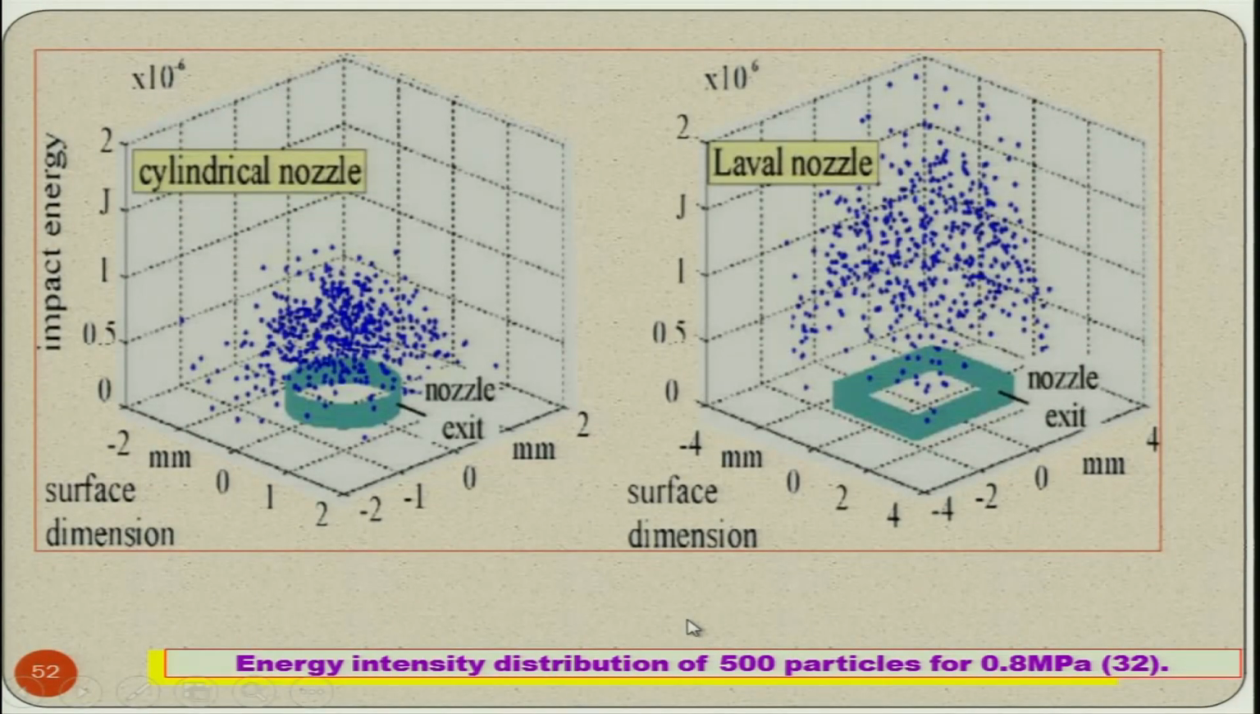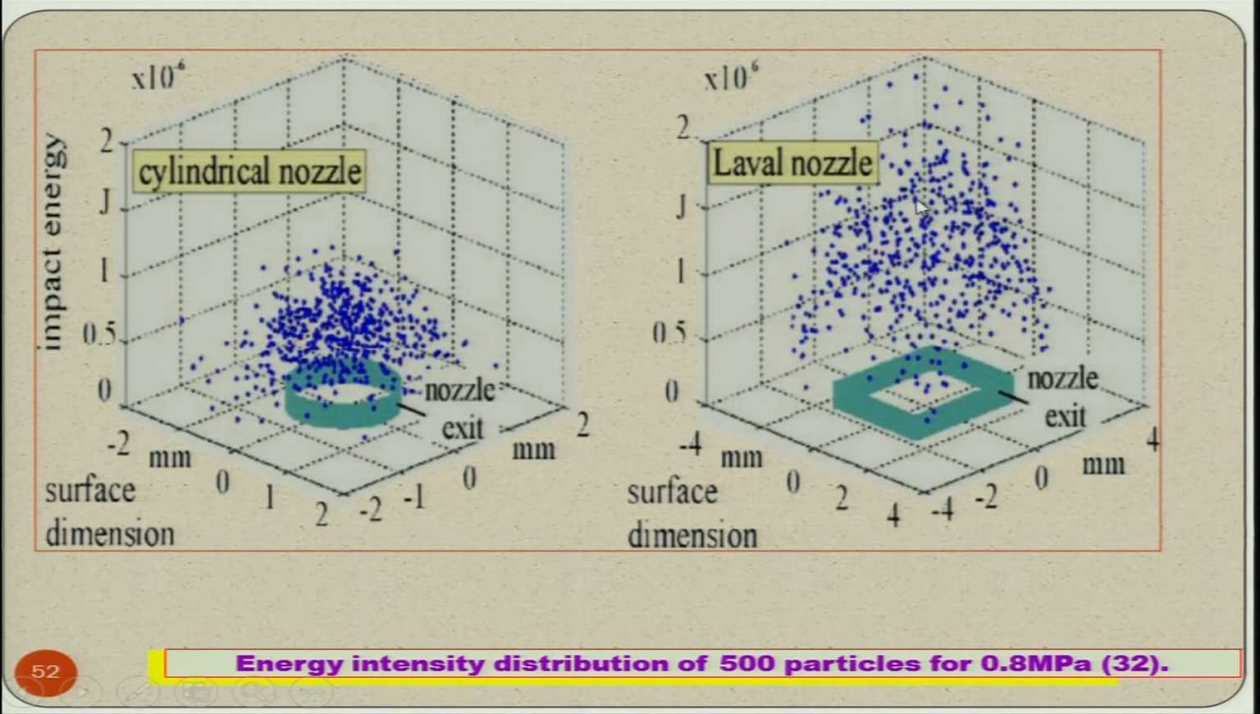Now, you can see here impact energy on this axis, and this is the center of the nozzle and left side and right side of the nozzle, and you can see here again the same parabolic kind of energy distribution in case of cylindrical nozzle, because this is the center, maximum energy you are having, and this is the other end of the nozzle, minimum energy you are having. So, a kind of parabolic energy distribution.